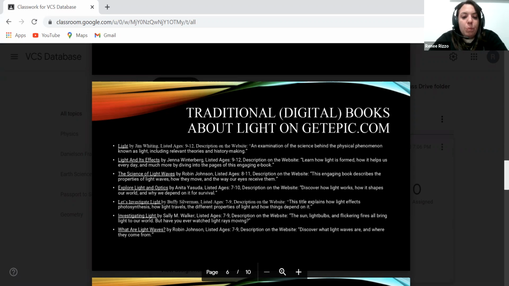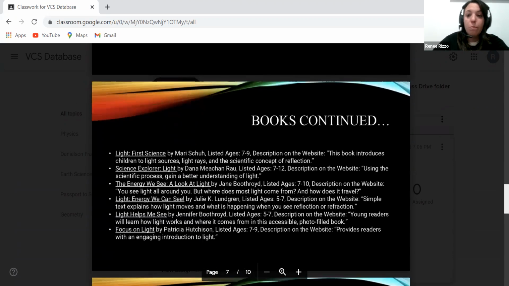What Are Light Waves? by Robin Johnson. Listed ages 7 through 9. Description on the website: Discover what light waves are and where they come from. More books continued. Light for Science by Mary Shue. Listed ages 7 through 9. Description on the website: This book introduces children to light sources, light rays, and the scientific concept of reflection.